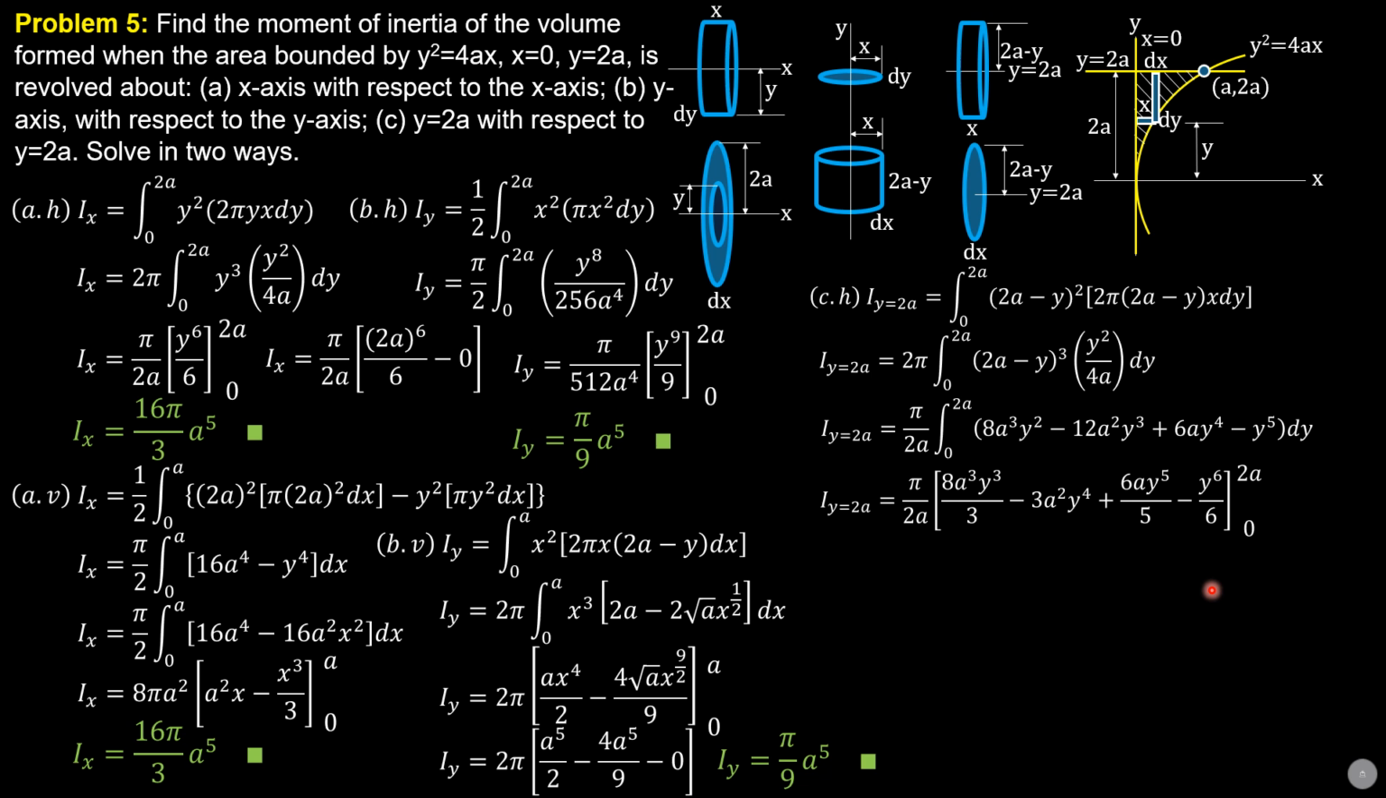So using the calculator, substitute. That would be 64 because y is 2a upper limit cubed, another 8a cubed, so 64a to the 6 over 3. The second term is 3 times 16, so 48a to the 6. Third is 6 times 2 to the 5th, 192 over 5, a to the 6, then 2a to the 6 is 64 over 6, 64a to the 6 over 6, lower limit 0. Using your calculator, combining, that is 8 pi over 15 a to the 5th.